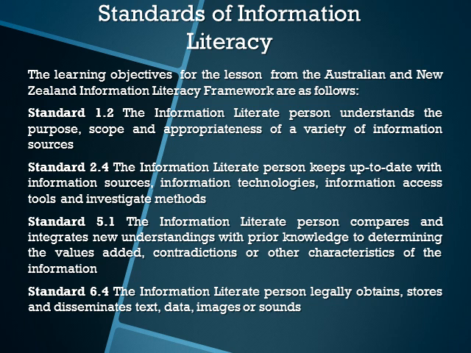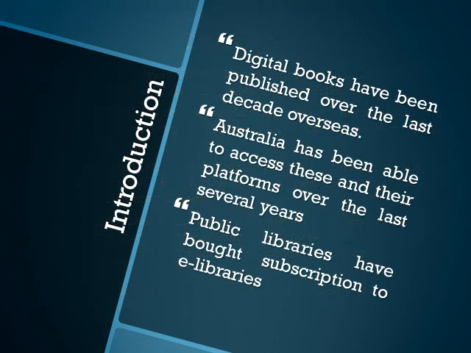Standard 2.4. The information literate person keeps up to date with information sources, information technologies, information access tools and investigative methods. Standard 5.1. The information literate person compares and integrates new understandings with prior knowledge to determine the value added, contradictions or other characteristics of the information. And Standard 6.4. The information literate person legally obtains, stores and disseminates text, data, images or sounds.